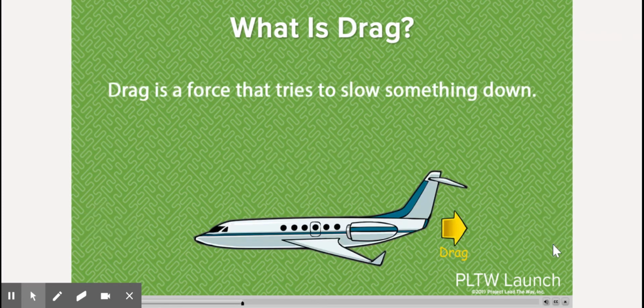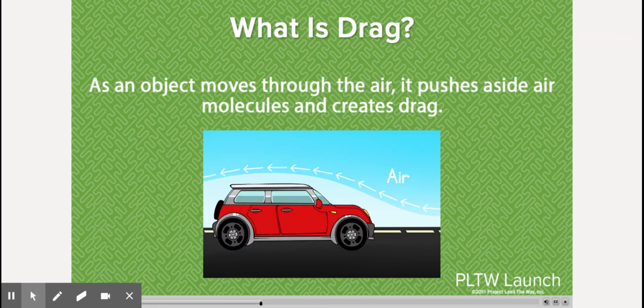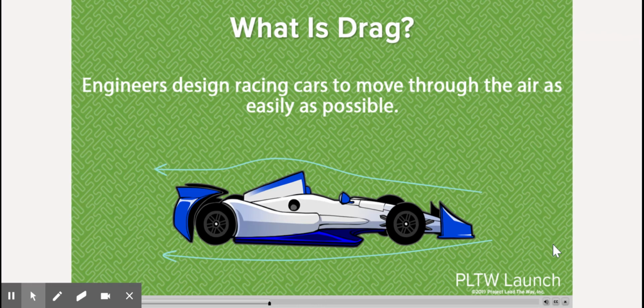What is drag? Drag is a force that tries to slow something down. Drag makes it difficult for an object to move. The more air that hits a surface, the more drag it makes. As an object moves through the air, it pushes aside air molecules and creates drag. Engineers design racing cars to move through the air as easily as possible. With less drag, the racing cars move faster around the track.